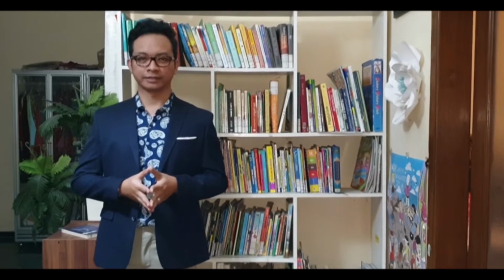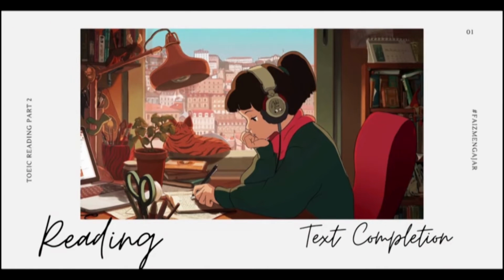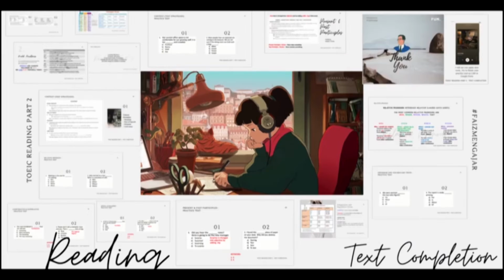So let's jump right into it. We are on the second part of the reading, especially TOEIC reading part 2, and that is reading for text completion. In this case, we will talk about text completion in the form of a closed test. You will have a list of words or paragraphs that are missing in that part, and then you have to add the missing words by choosing the options. So let's just jump right into it.